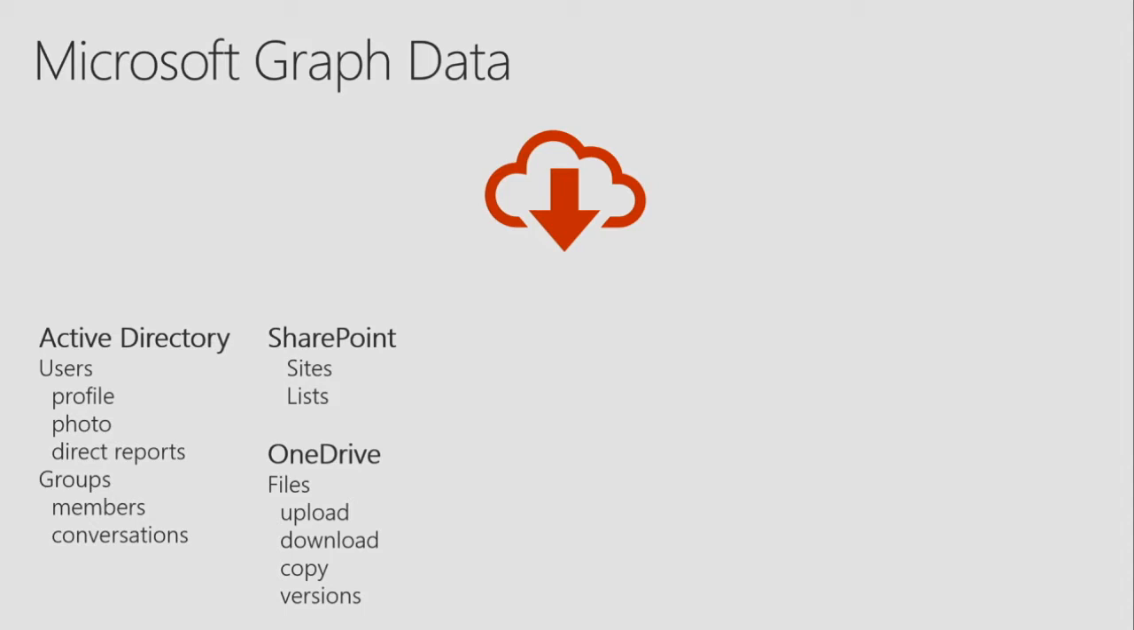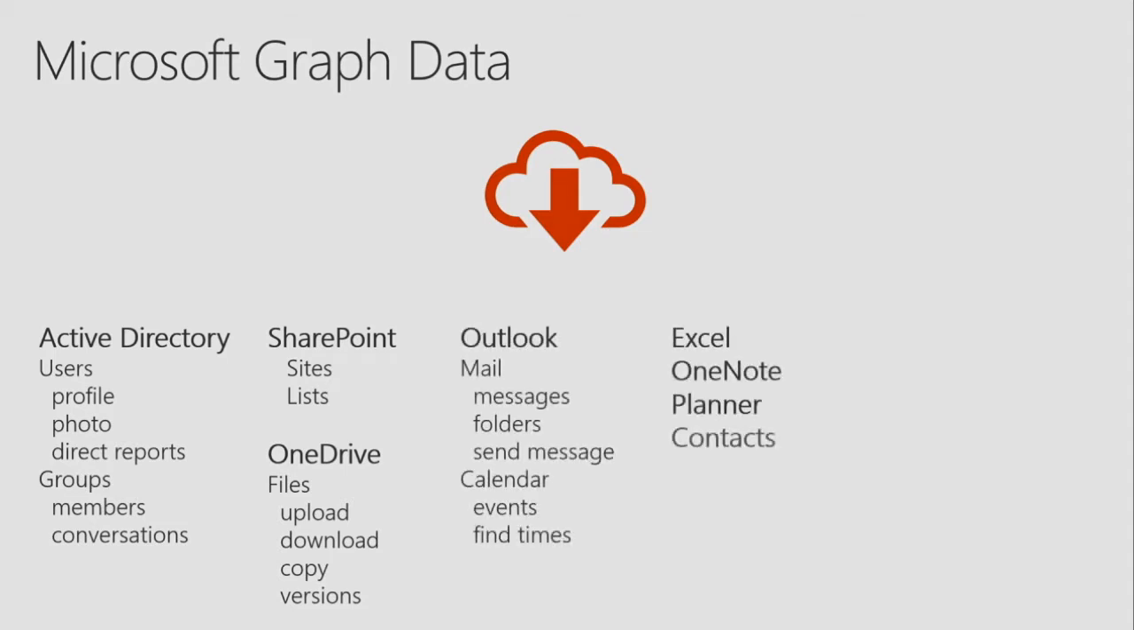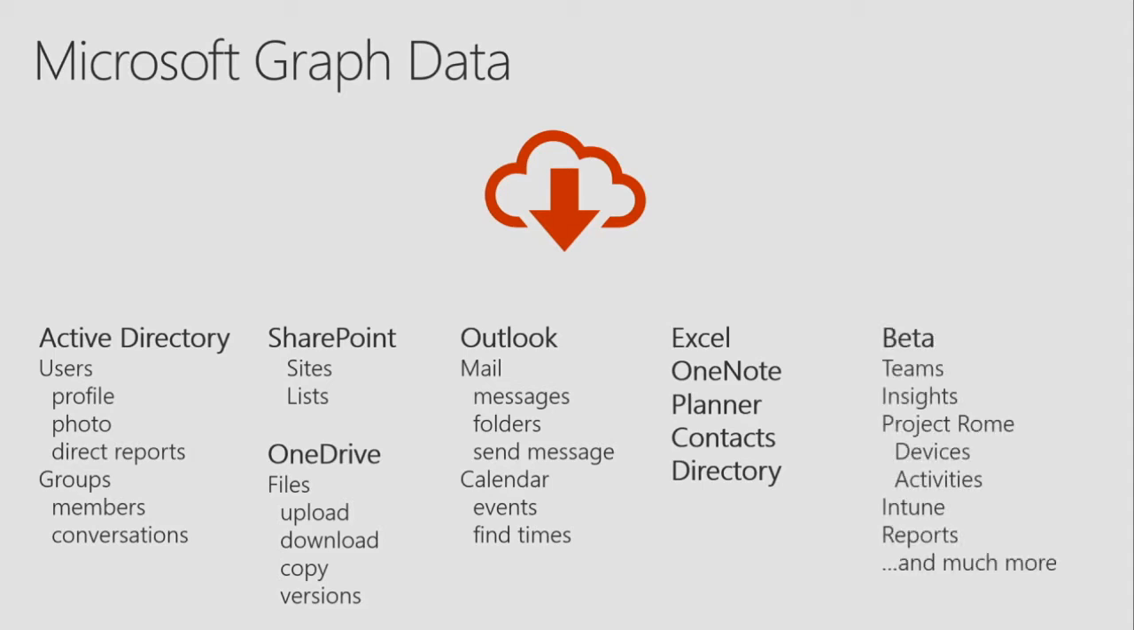Actually, this week we announced the general availability of the Lists API as part of the Microsoft Graph. There's data coming from OneDrive around files, so that you can do all of these different operations around files on all of the document libraries in SharePoint or on your personal OneDrive. There's also data coming from Outlook, Excel, OneNote, Planner, the contacts directly, and this is all the things that we have on our V1 endpoint. Further down the line, we also have a preview endpoint that has data coming from Teams, from Insights, as I was mentioning before, from Project Rome that talks about devices and activities that the users are doing within those devices, Intune for device management, Office 365 reporting for usage, and much, much more.